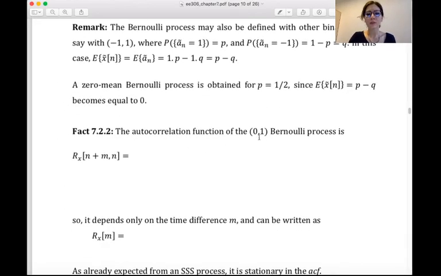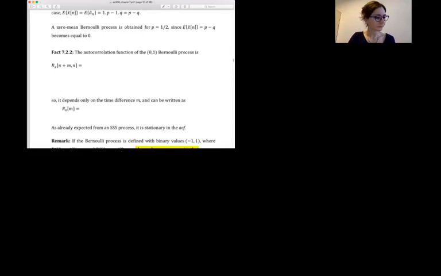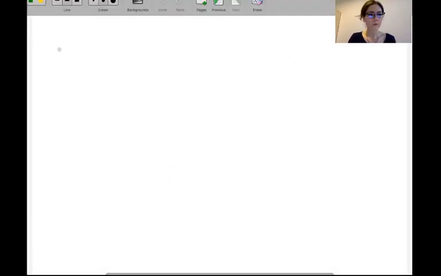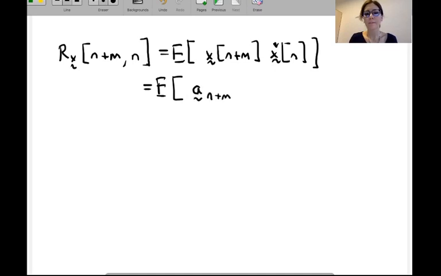Now let's come back to our original 0-1 Bernoulli process and let's find the autocorrelation function of the original Bernoulli process. We know that it is strict sense stationary, so we will obtain an expression in terms of m at the end of the day, but let's still write it as if we weren't sure about stationarity. So this is the expectation of the product x of n plus m, x of n. We are looking at the process at two different time samples, n plus m and n. Each one of these is a random variable, so we are basically looking at the expectation of a n plus m times a n.